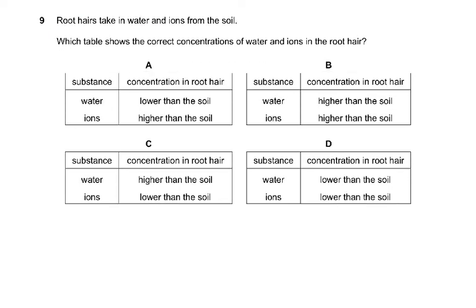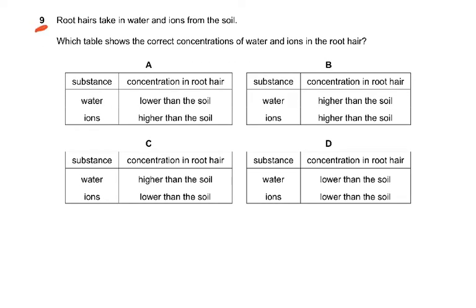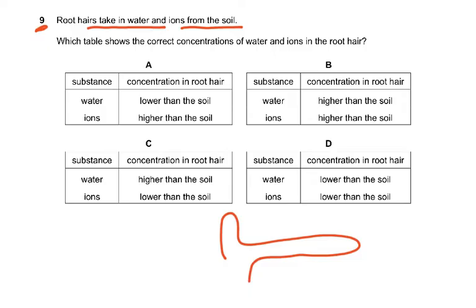Then coming on to question number 9. Root hairs take in water and ions from the soil. Now this is a root hair cell. Why would water move in? Because there's a higher water potential outside than inside the root hair cell. So the water concentration in the root hair cell has to be lower than the soil. Why does it have to be lower than the soil? Otherwise, why would water move in by osmosis? And ions move in by active transport, so they have to be less outside and more inside.